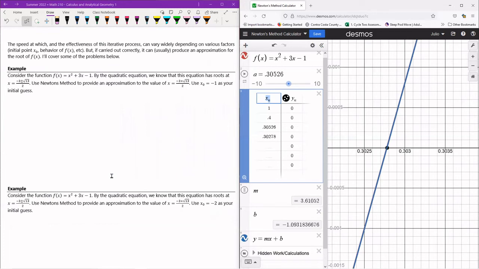Sometimes the speed matters, right? It might take a little while. When we did this example the very first time, we did it in 4 iterations. It took us 4 steps, or actually 3 steps, to get close enough, right?